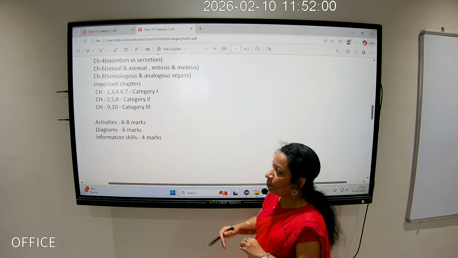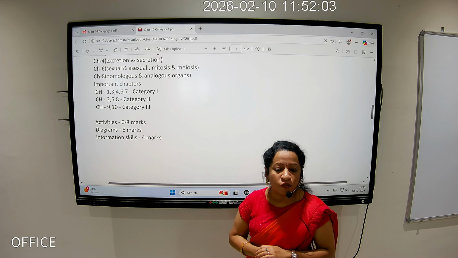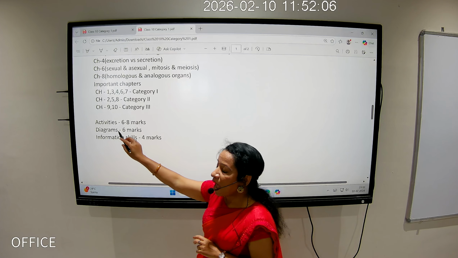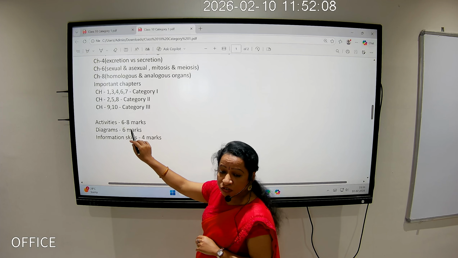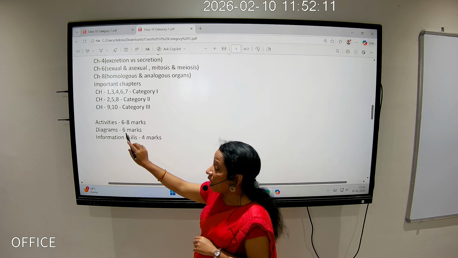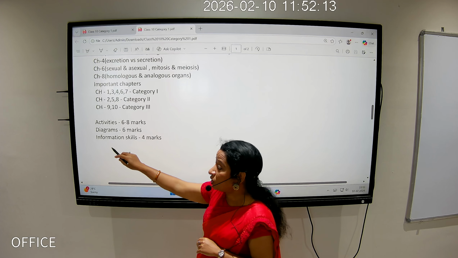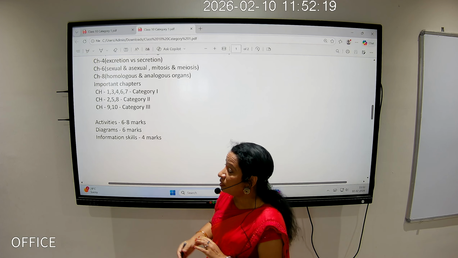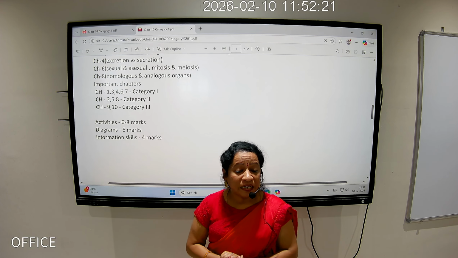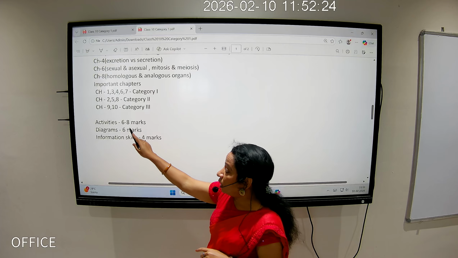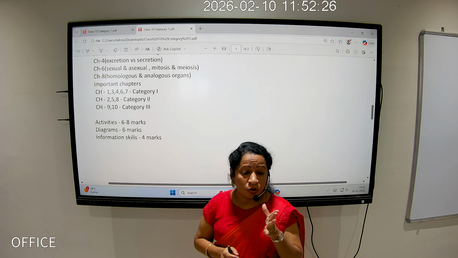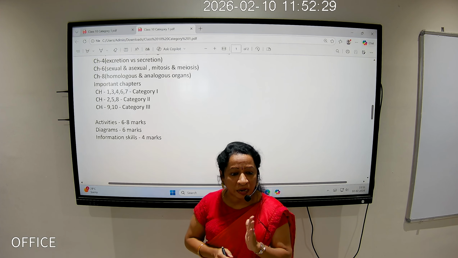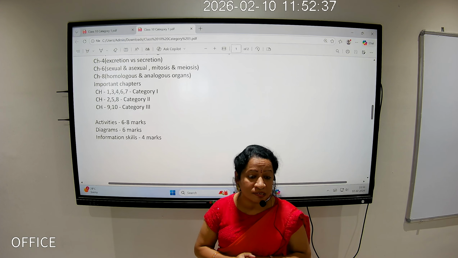Now see the paper, biology paper is of 40 marks. In that, for the activities, it may be around 6 to 8 marks. For diagram, 6 marks, diagram based question. Information skill, 4 marks. And along with this, if you go objectives, 10 marks. It will be around 18, 28. So 25 to 30 marks you can get if you are perfect with objectives, activities, diagram, and information skills.